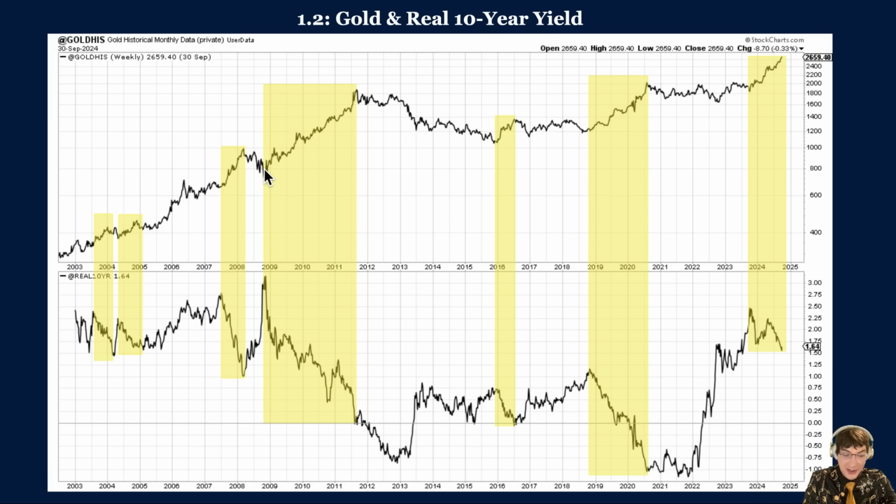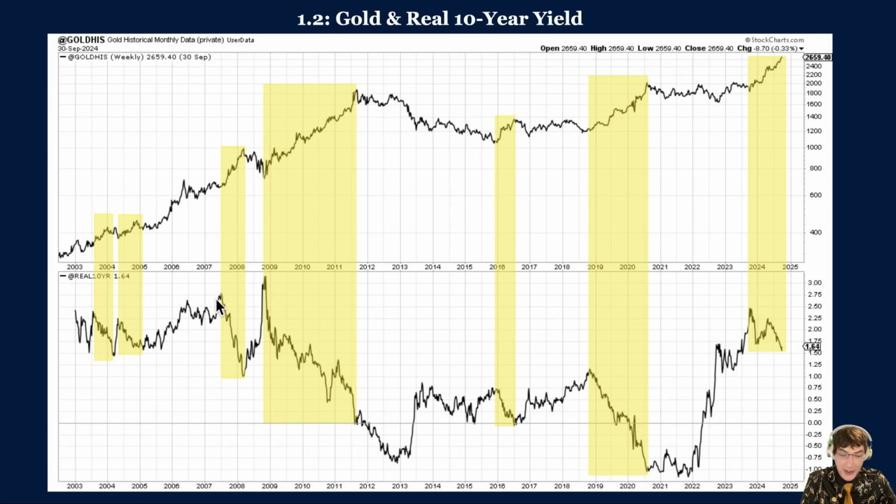There have been some slight discrepancies over the past few years, and to explain them, we employ the better indicator, the real 10-year yield as calculated from the TIPS market. Figure 1.2 shows gold and the real 10-year yield. The real Fed funds rate and real 10-year yield continued to decline after gold peaked in August 2020. How do we explain this and some other discrepancies?